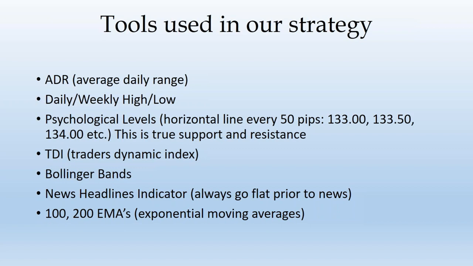Bollinger Bands, otherwise known as volatility bands. News headlines indicator, always go flat prior to news. Now, we have an indicator that goes right on your chart that shows you the upcoming news, and it's very good because you don't want to get caught in unexpected news events, right? So we always go flat prior to news. Along with that, we use the 100 and 200 EMAs. I usually only take note of the 200, but the 100 has been useful in some situations. If you're not familiar with that, that's exponential moving averages.